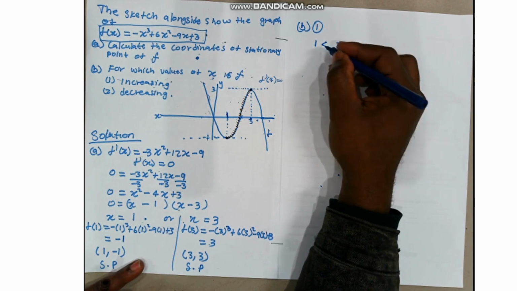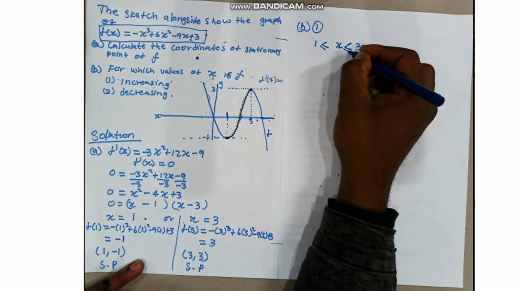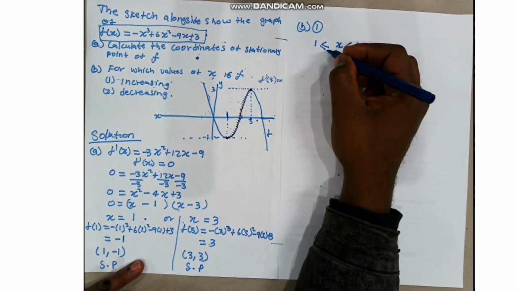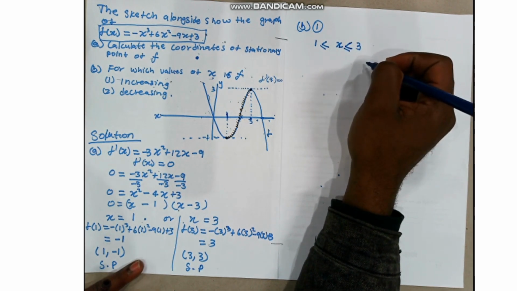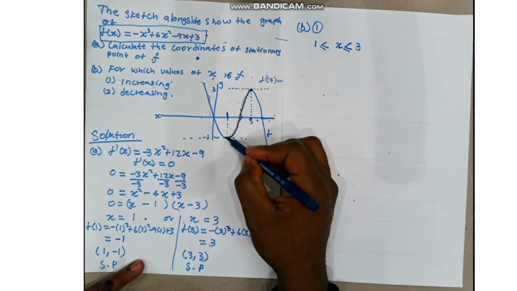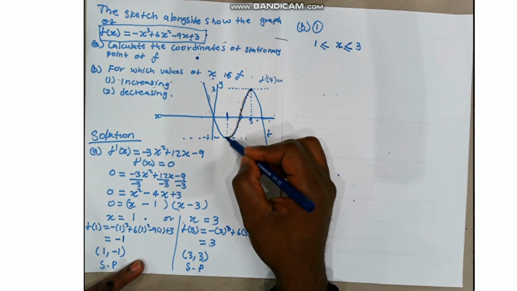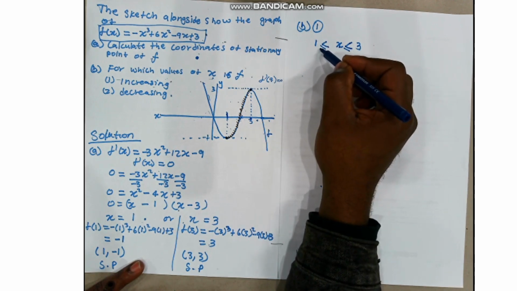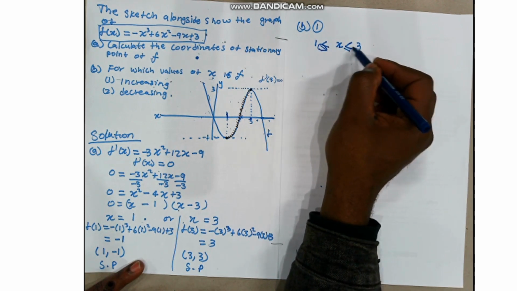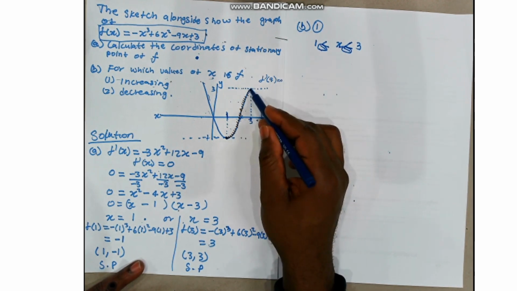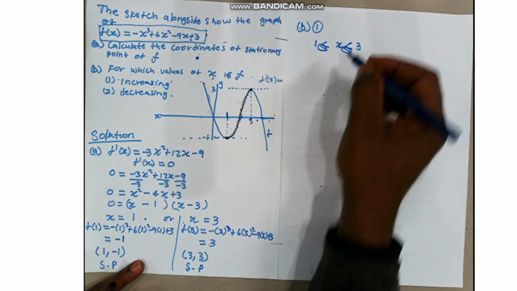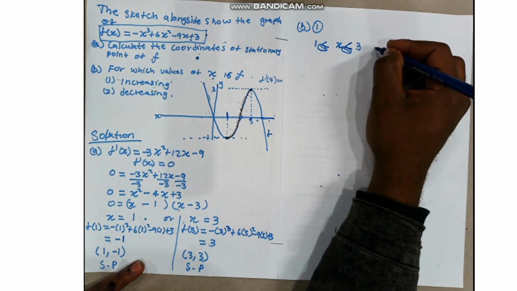Do we include them? Yes, we include them. So we're just going to write less than or equal to, or greater than or equal to 3. That's where the increasing starts from here. That's why we include them. Inclusion means we write this symbol here, which means we do include 1 and also we do include 3. That's where our graph is increasing.